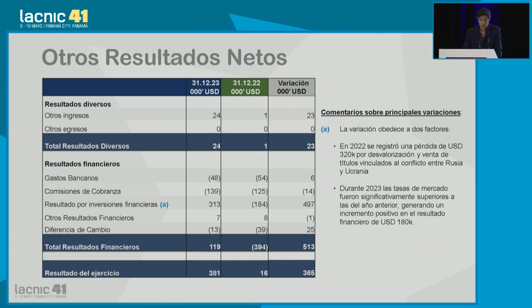These are other net results. The results of financial investments in the past year show an increase of $500,000, which is quite significant due to two main factors. In 2022, the Ukrainian conflict affected our portfolio with a loss of $300,000. Nevertheless, our investment policy limited those losses because other organizations in the ecosystem had even higher losses. In 2023, we had very favorable conditions in the financial market with interest rates that almost doubled those of the previous year. This allowed us to reinvest funds at higher rates than 5%.